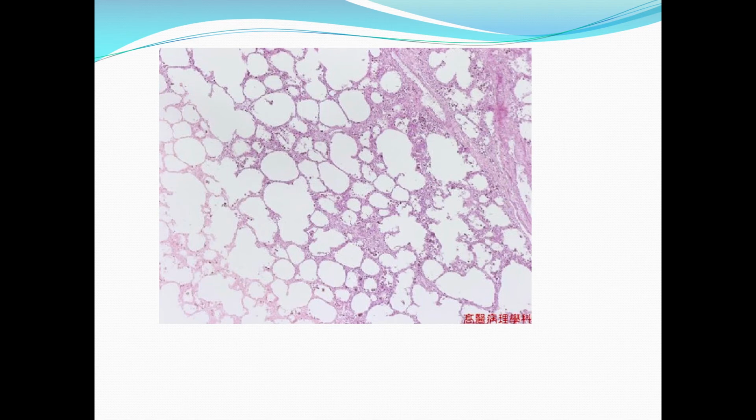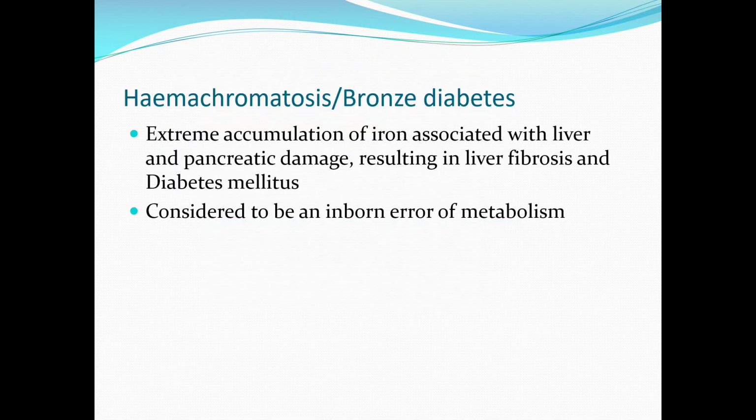Low power view of the same slide. Now, the second condition is hemochromatosis or bronze diabetes. It is usually seen in cases of diabetes mellitus and liver fibrosis. It is extreme accumulation of iron associated with liver and pancreatic damage, and it is considered to be an inborn error of metabolism. So it is also known as bronze diabetes, which is most commonly found in patients of diabetes mellitus, and it is hemochromatosis.